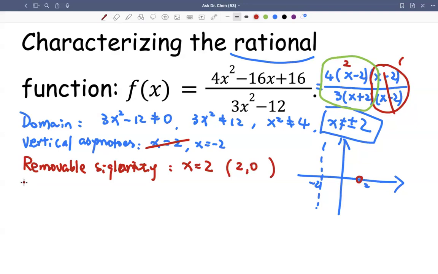All right, now let's see horizontal asymptotes.